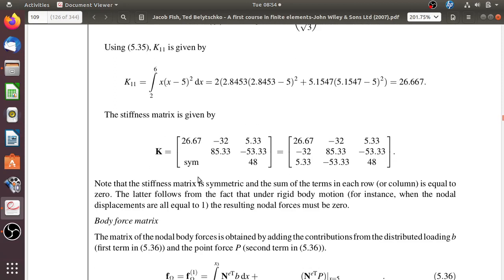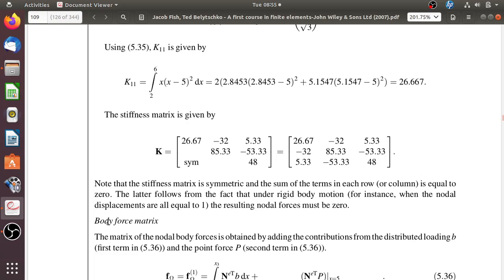Right, so now we have got the stiffness matrix. Now we need to calculate the F matrix, the force vector, which consists of two components: one is body force and another one is surface force.